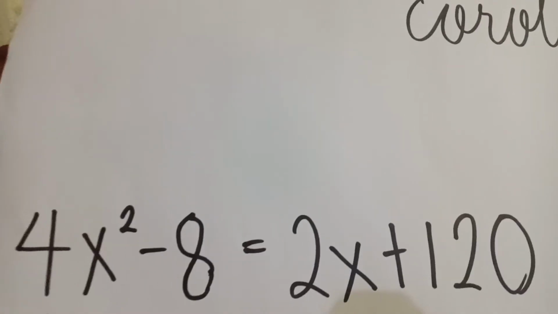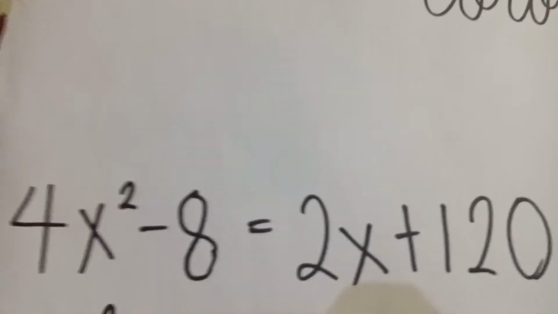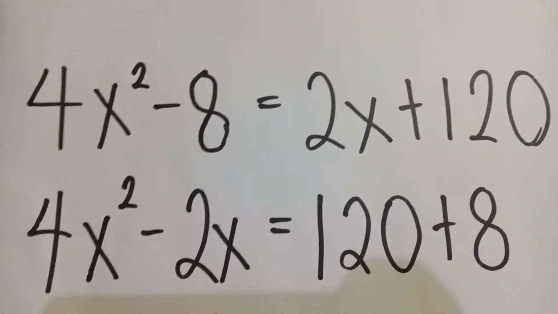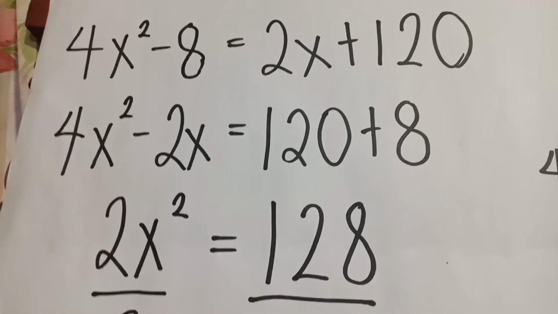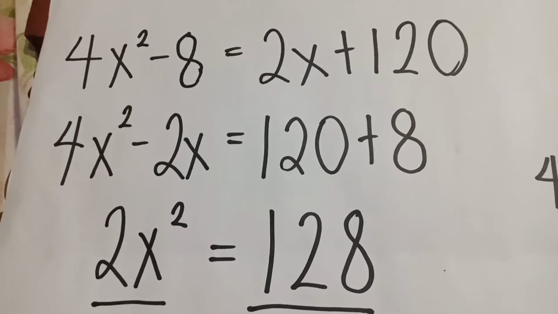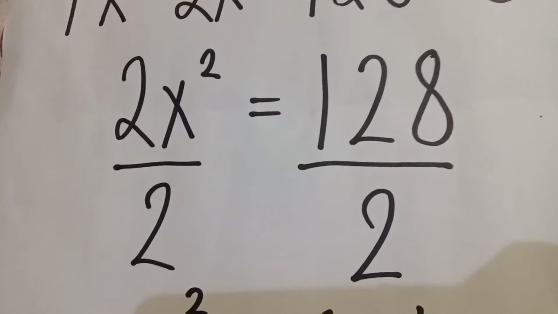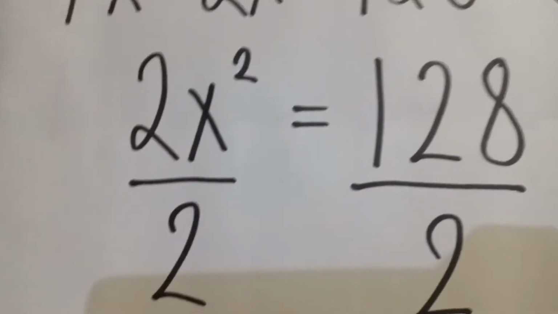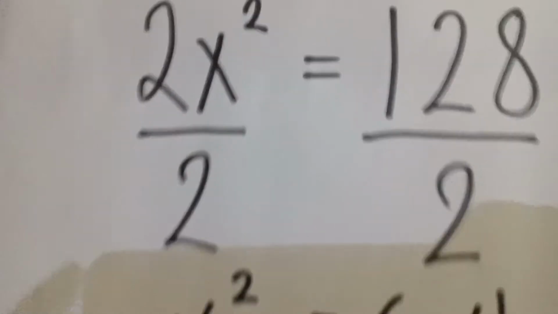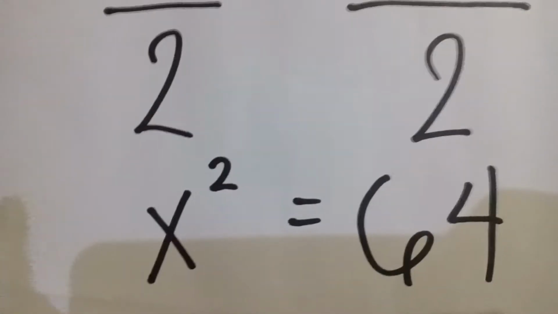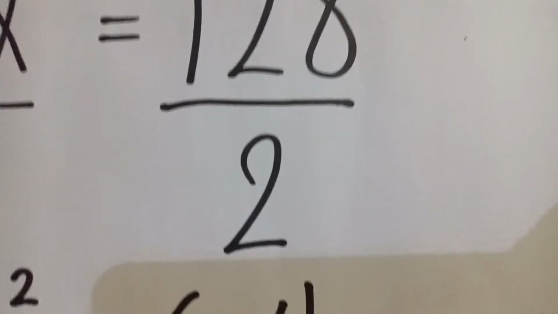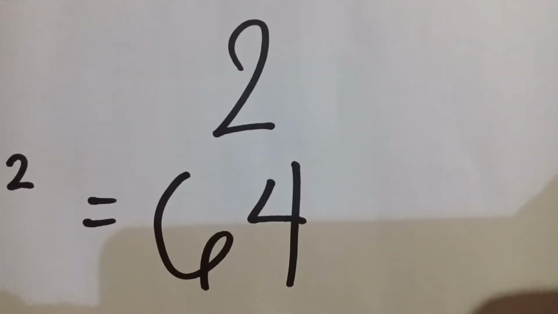I wrote it like this because they are congruent. And then I combined the like terms. So the answers of the like terms are these two. And then I divide them by 2. 2x squared divided by 2 equals x squared. And 128 divided by 2 equals 64.